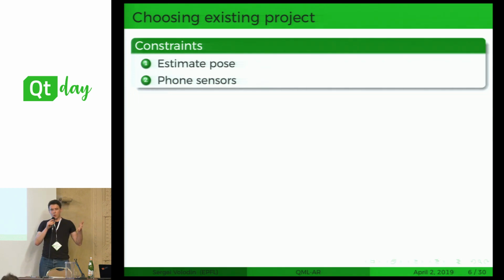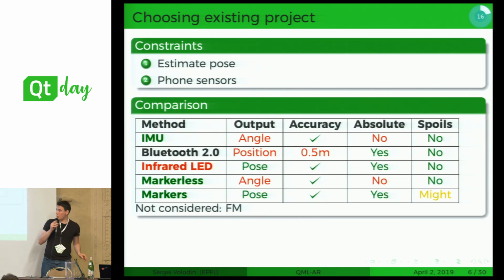So first of all, what do we want to solve? We want to estimate the pose of the phone using its sensors. And there are a few approaches for that, but each of them has its problems. None of them is perfect. For example, a phone has an IMU, which is usually a gyroscope, compass, and accelerometer. But the problem with this is that it does not give you an absolute location. Another possible solution is to use some electromagnetic waves like Bluetooth, but the problem is that the precision is not quite high.